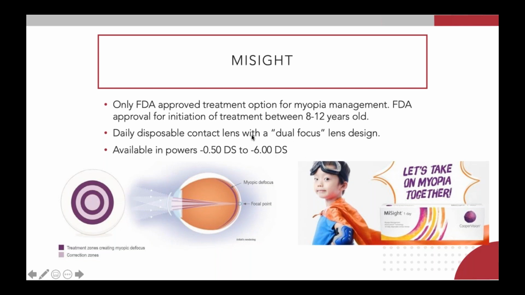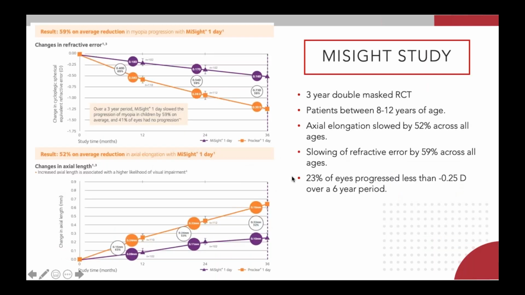I do think they are expanding the powers, but let's go through some of the data from their study. They had a 3-year double-masked randomized clinical trial, and they looked at patients between 8 and 12 years of age, and they followed them for 3 years. The treatment group was the MySight 1-day group, and the control group was a single vision distance contact lens. In the MySight group, axial elongation slowed by 52% across all ages. The MySight group also had a slowing of refractive error by 59% across all ages. And 41% of those eyes had no progression at all over the 3 years. So really impressive data there.